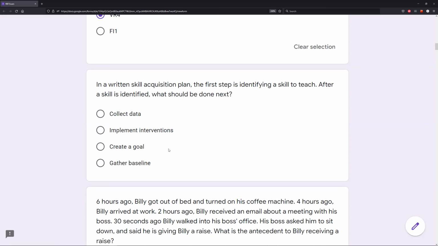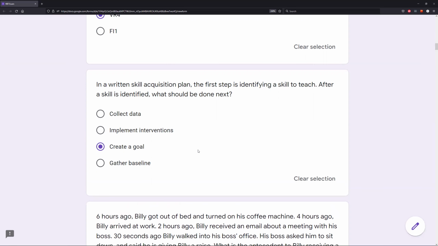Not only is the goal going to let us know when we've mastered something, it's going to help with our measurement systems, okay? It's going to help when we need to adjust our interventions. So yes, first we pick a skill, then we pick a goal. We don't gather baseline, right, until we have a goal, because we need to know what are we trying to get to, what are we trying to measure, right? Skill first, goal second, then we can go into gathering baseline, implementing interventions, and collecting data.